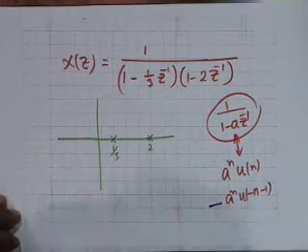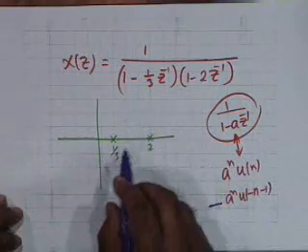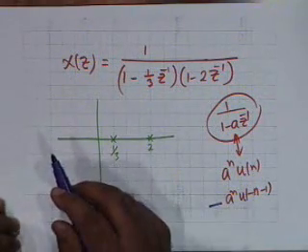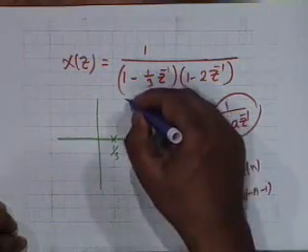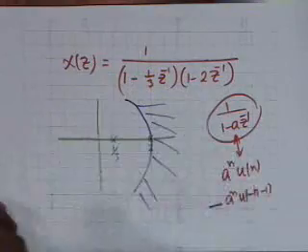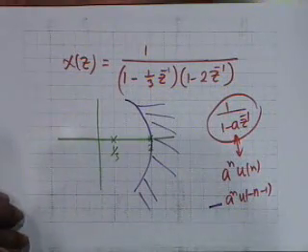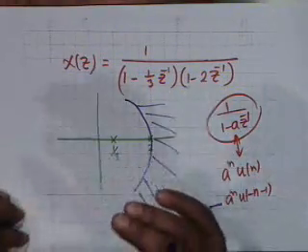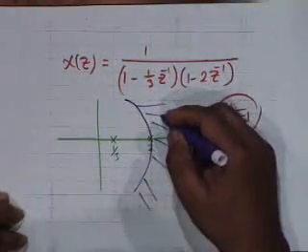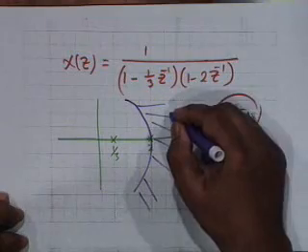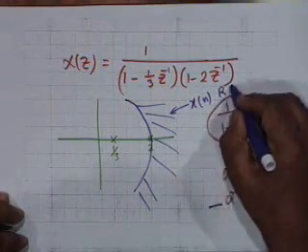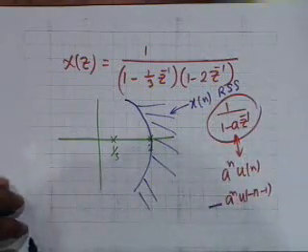If the poles are 1 third and 2, there are 3 possible ROCs. One is outside the circle of radius 2, bounded by the farthest pole from the origin. If this is the region of convergence, then naturally x of n must be a right-sided sequence, x of n must be RSS.